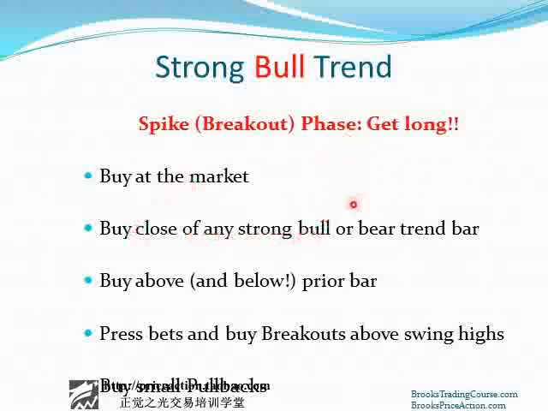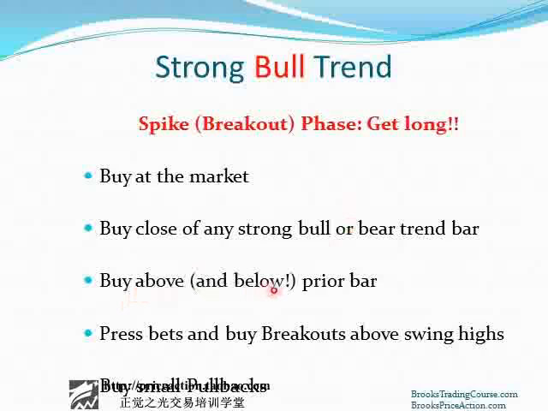If the market has a strong bear bar, buy that close as well, because that's an attempt by the bears to make the breakout fail, and 80% of breakout failures don't succeed, and they result in pullbacks. You buy above the high of the prior bar. You buy below the low of the prior bar.